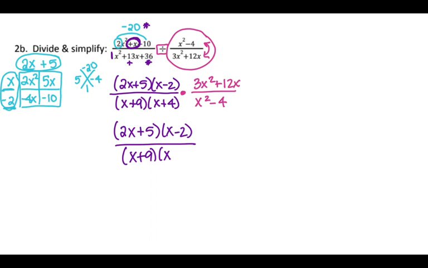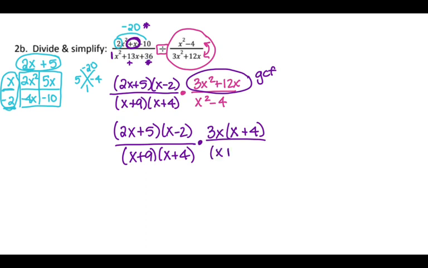Let's see, so x plus 4 times, in my numerator, 3x squared plus 12x. This right here, I need to factor out the GCF. So the biggest thing they have in common is a 3x, and when I take out a 3x from 3x squared, that leaves me with x. And I can also ask myself what times 3x gives me 12x, and that's 4. On the bottom, it's a difference of squares, so that becomes x plus 2 and x minus 2.